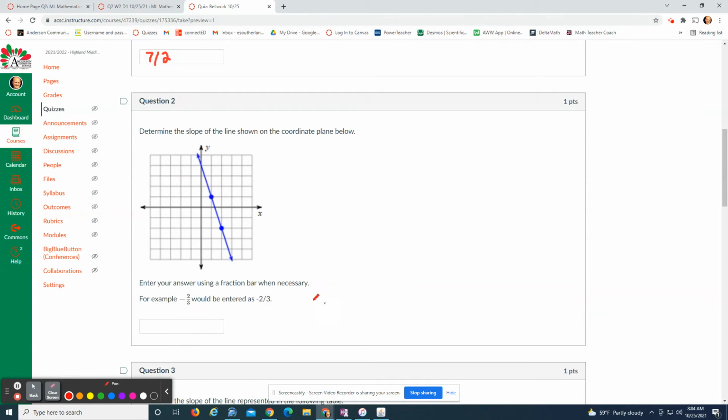Looking at number 2, what do I know about this one immediately? It's negative because left to right, it's going down, right? So I know it's going to be negative. I'm going to do it the same way. I'm going to draw the right triangle. How much does this rise? 3, I heard. And how much does it run? 1. Can I reduce this?